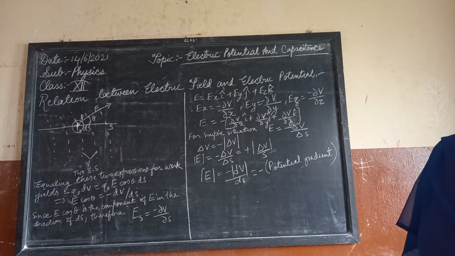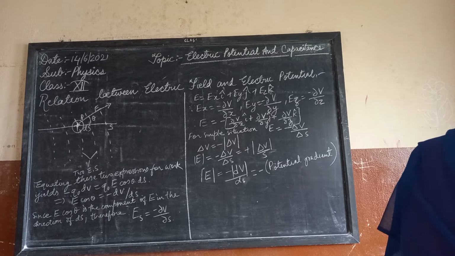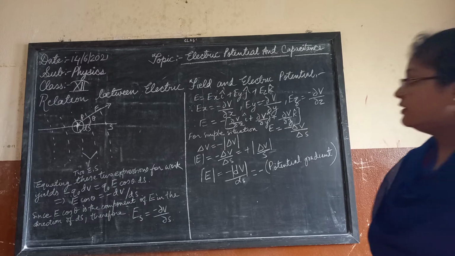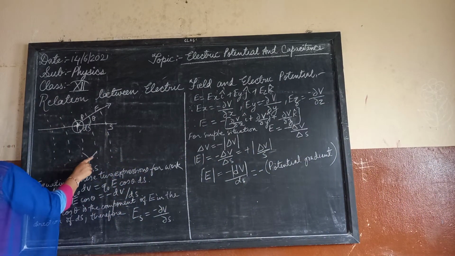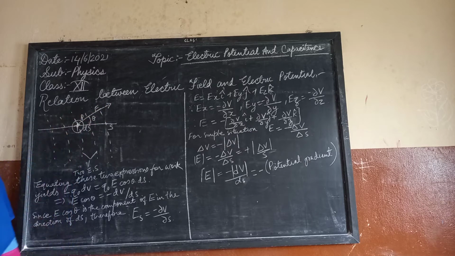Suppose a positive test charge Q0 moves through a small displacement ds from one equipotential surface to the adjacent one. We know that the work done by the electric field on the test charge during this movement will be minus Q0 dV. The work done by the electric field may also be written as Q0 E dot ds, that is Q0 E cos theta ds. We are taking a distance ds between the two equipotential surfaces, moving along the direction of E, making an angle theta with it.